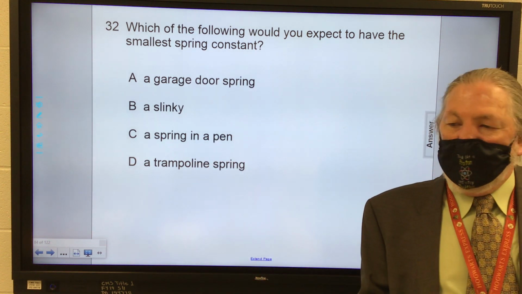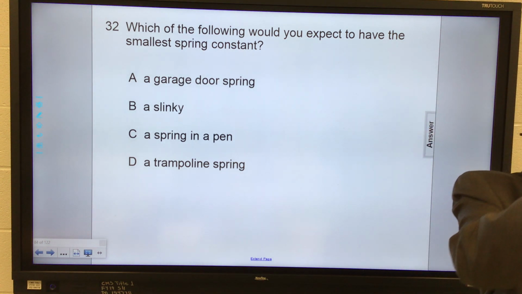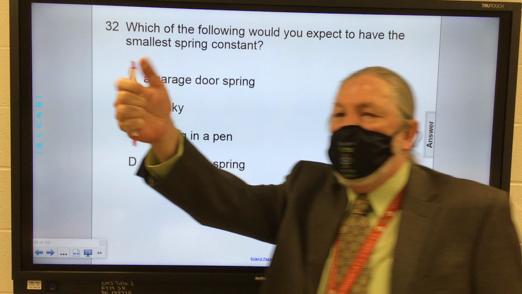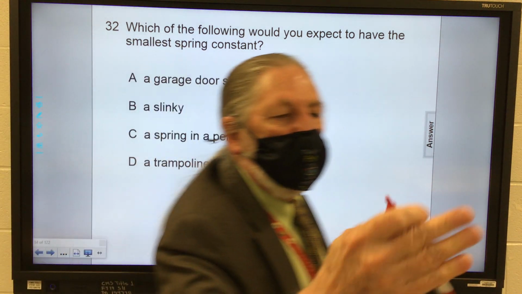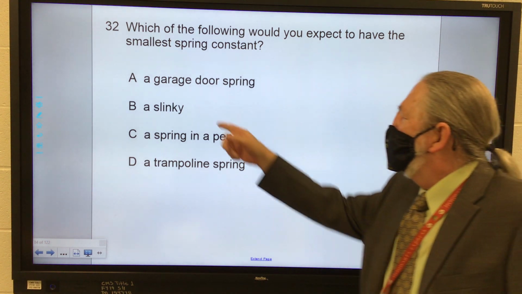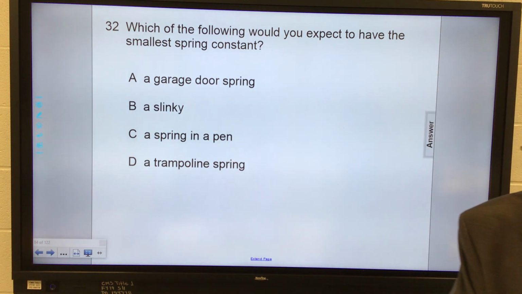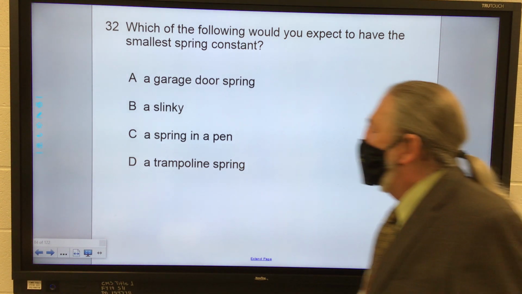Matter of fact, Mr. Hughes has one right here. Look right here. There's a spring inside there. You can hear it click, actually. Which would be smaller, this spring or a slinky? B or C? Mark your answer. Everybody got an answer? Was that an easy answer? Okay.